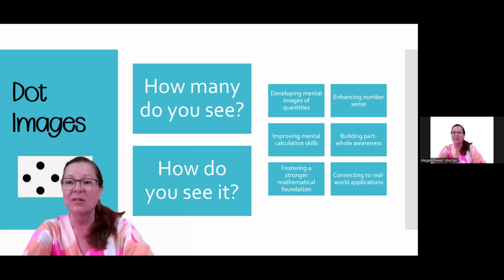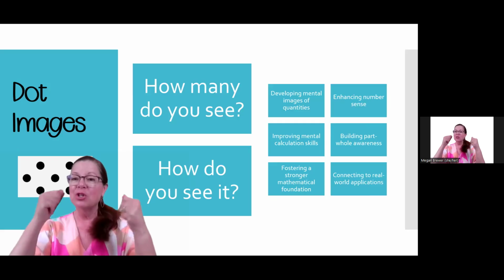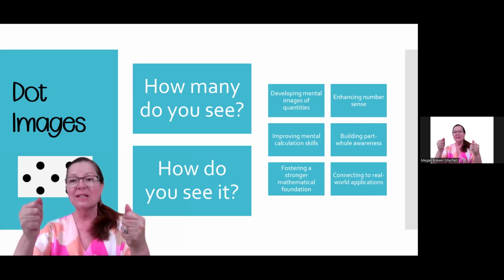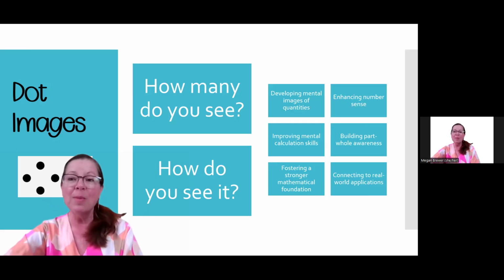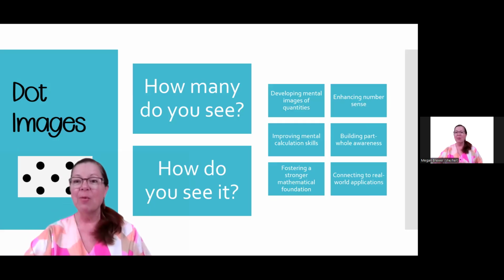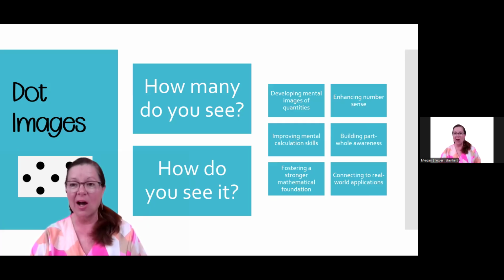So if I was a kindergarten teacher, I would show the dot images image you see on the screen. I would show it for about 3 seconds, but making sure all students can see it. And I would ask, how many do you see? Then I would hide the image. I'm not trying to trick the students or frustrate them, but I'm trying to persuade them gently not to count the dots.